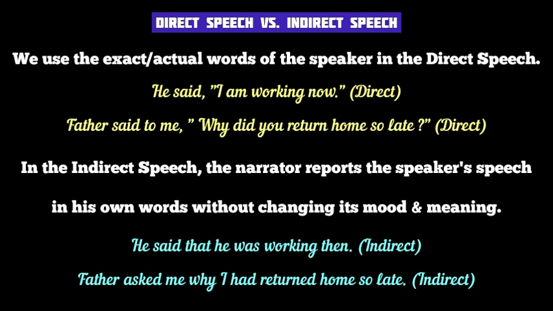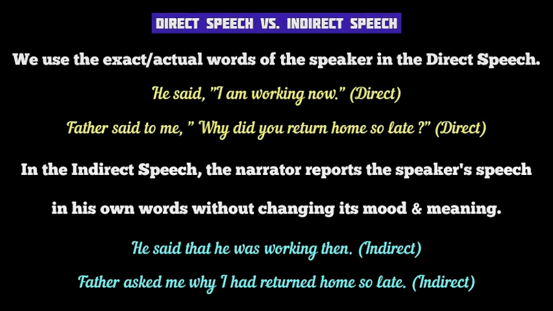"Father asked me why I had returned home so late." In this narration, the words "why I had returned home so late" are used by the reporter. The exact words of father were, "Why did you return home so late?" Obviously, here the narrator is using his own words to convey what father said without changing the meaning. This type of narration is known as the indirect or reported speech.